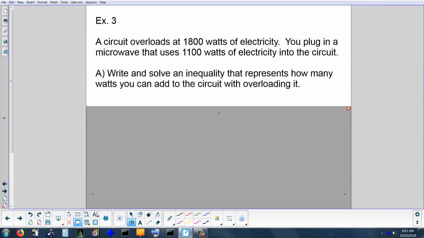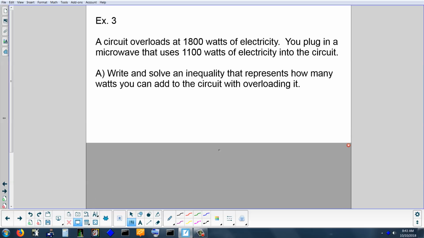Right, so the last one, let's see. It says that a circuit, like in your house, overloads at 1,800 watts of electricity. So you plug in a microwave that uses 1,100 watts. It says write and solve an inequality that represents how many watts you can still add to the circuit without overloading it. All right, so what they want to see is an inequality. Again, you're not solving anything, you're just setting it up.